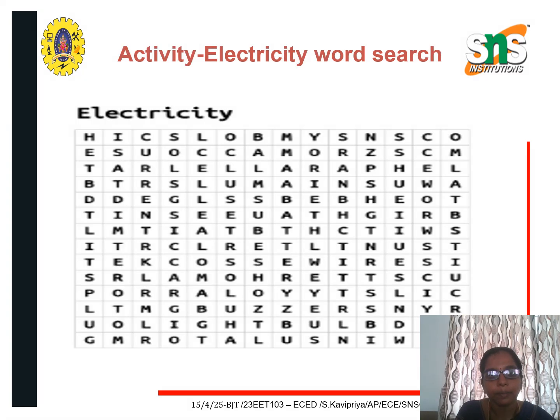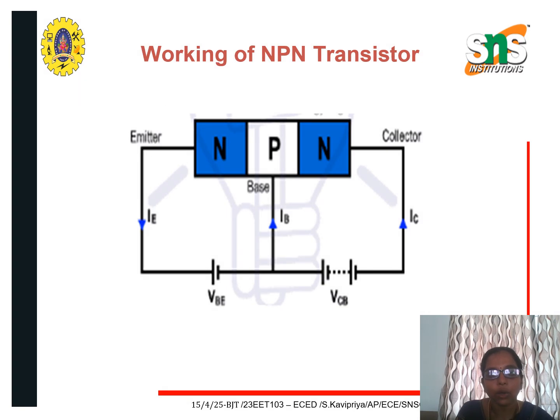And next is the working of this NPN transistor. Both the NPN and PNP will have this emitter, base and collector, and the emitter-base junction will be forward biased, and the collector-base junction will be reverse biased. IE is the emitter current, IC is the collector current, VCB is the voltage applied between the collector and the base, VBE is the voltage applied between the base and the emitter, IB is the base current.